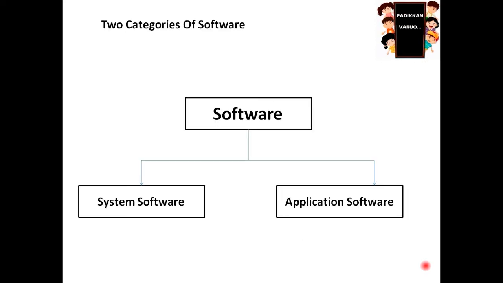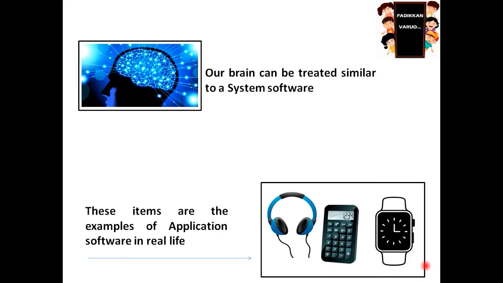Then in the software category, we can generally see two sections. The software can be divided into two categories. The first one is called a system software and the second one is called an application software. So what do you mean by system software? Before moving on to our practical example, we can treat our brain as similar to a system software.